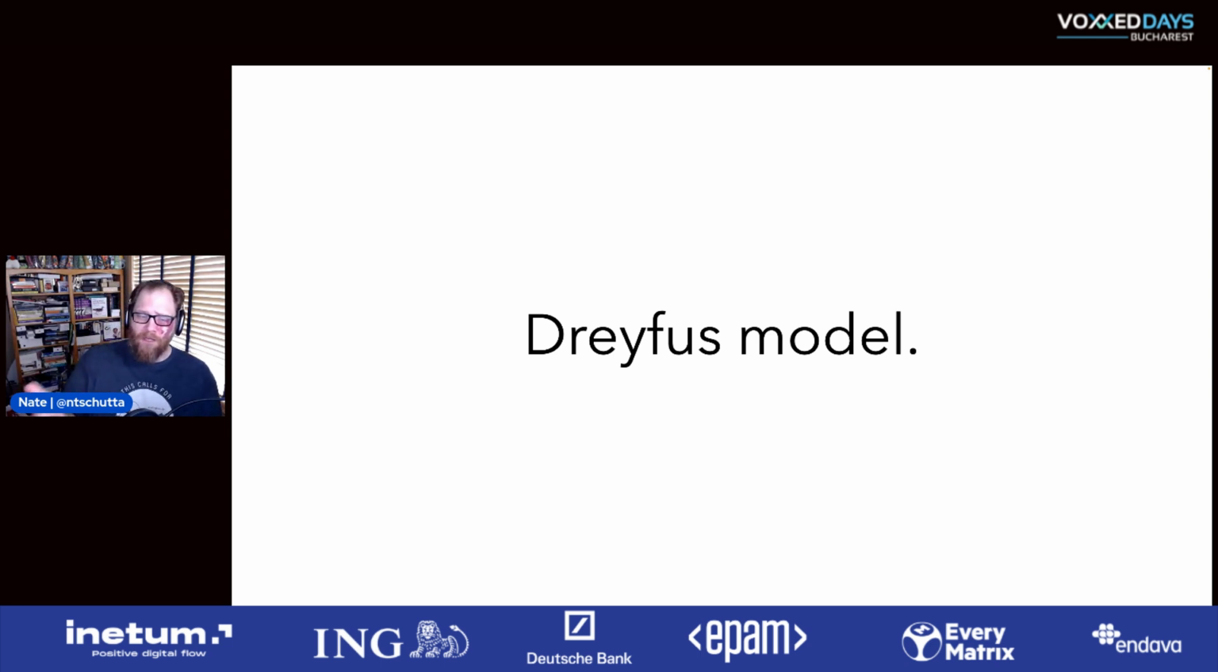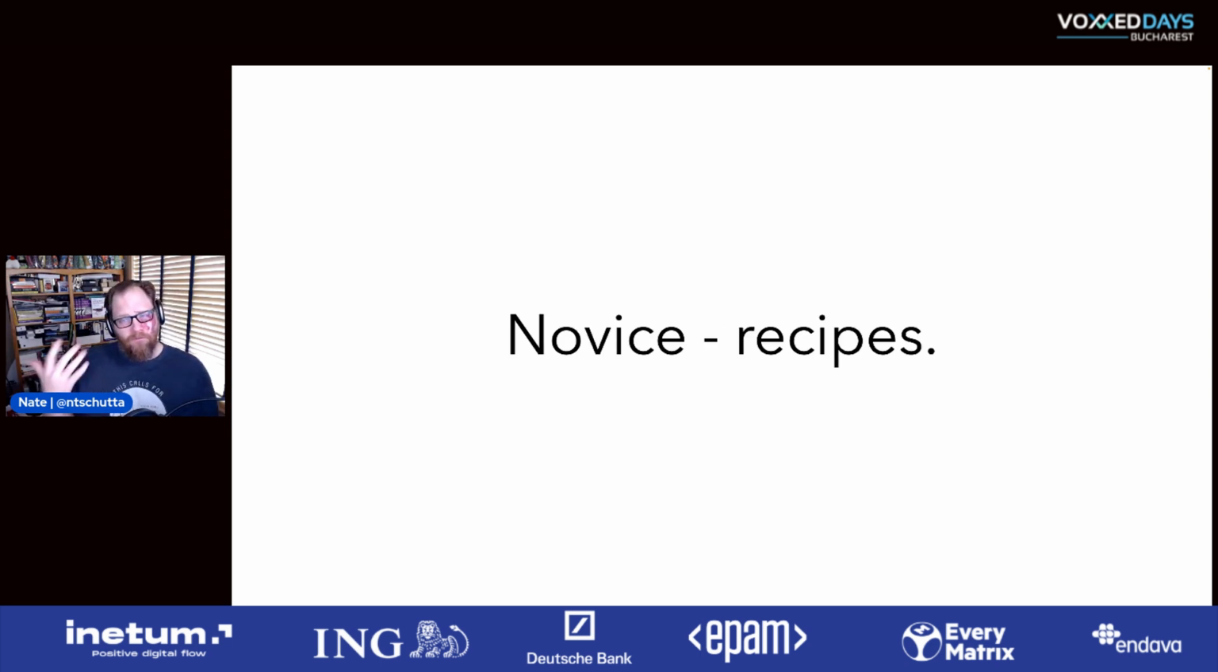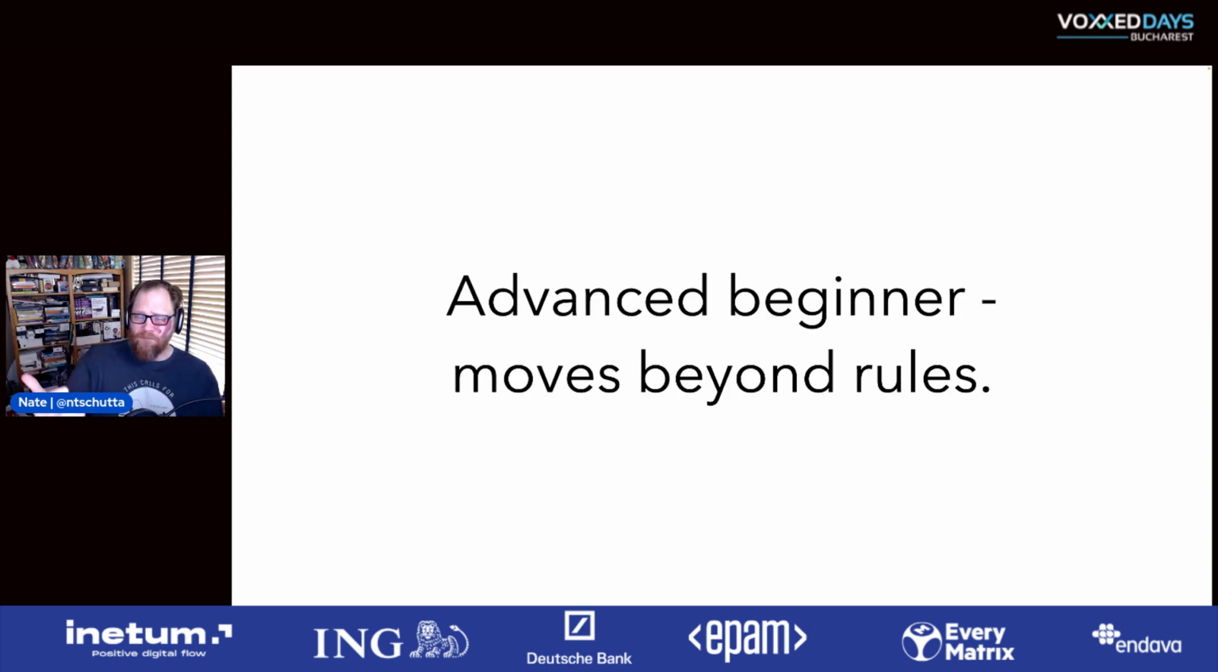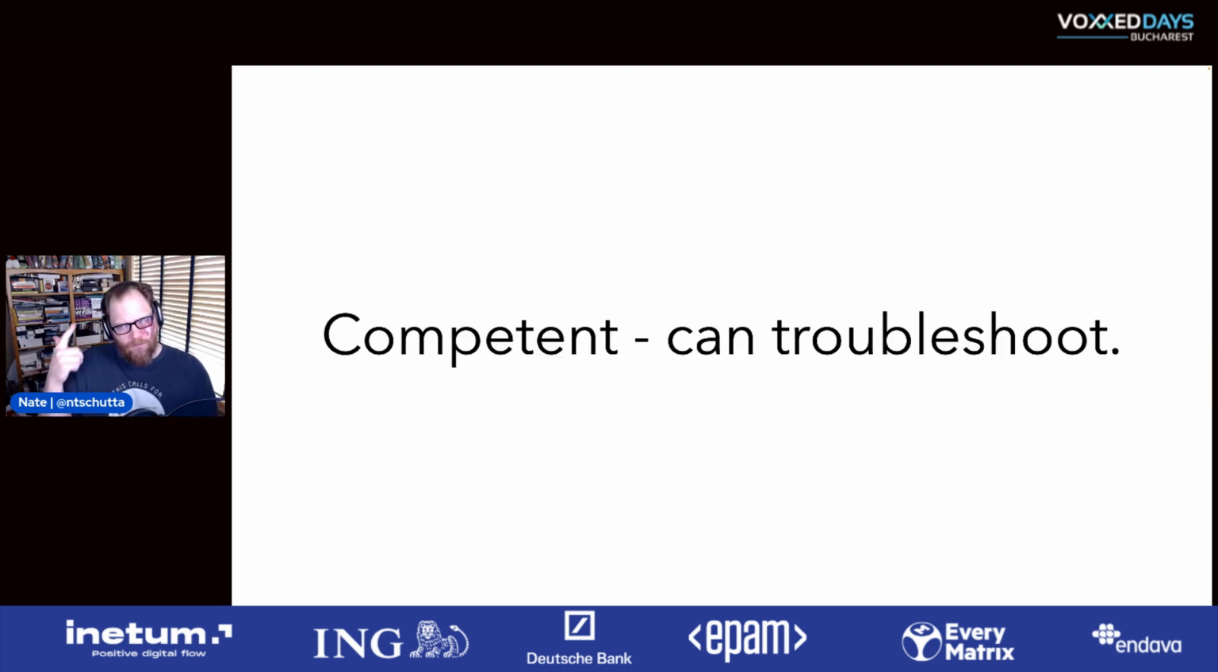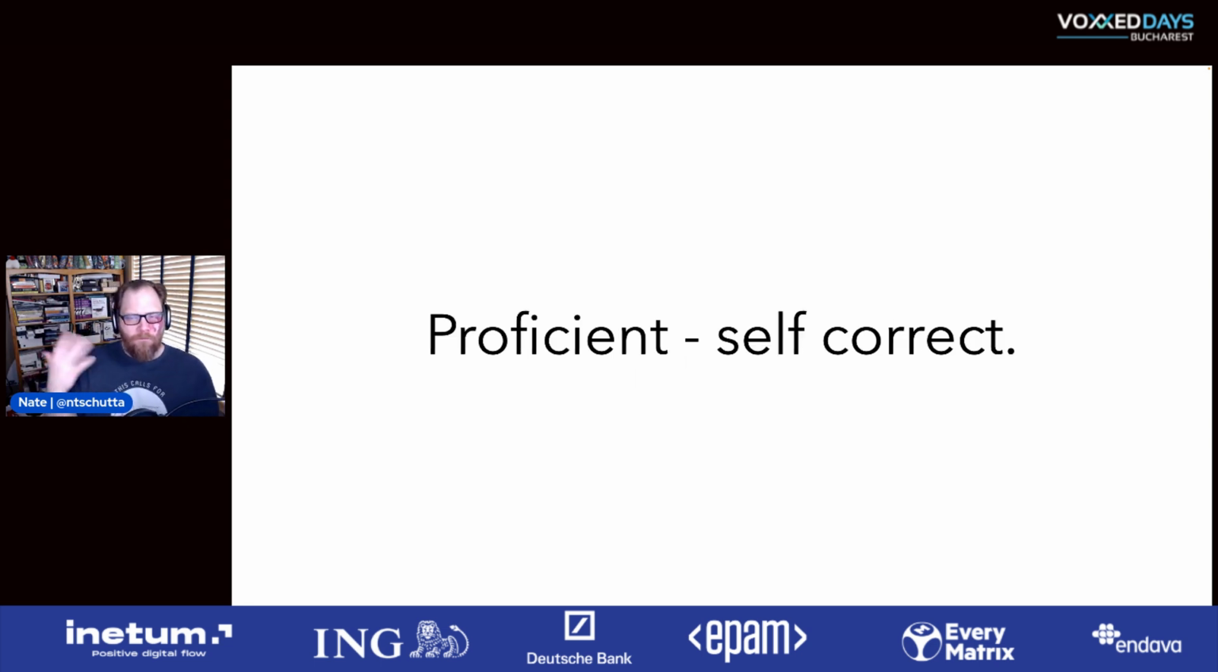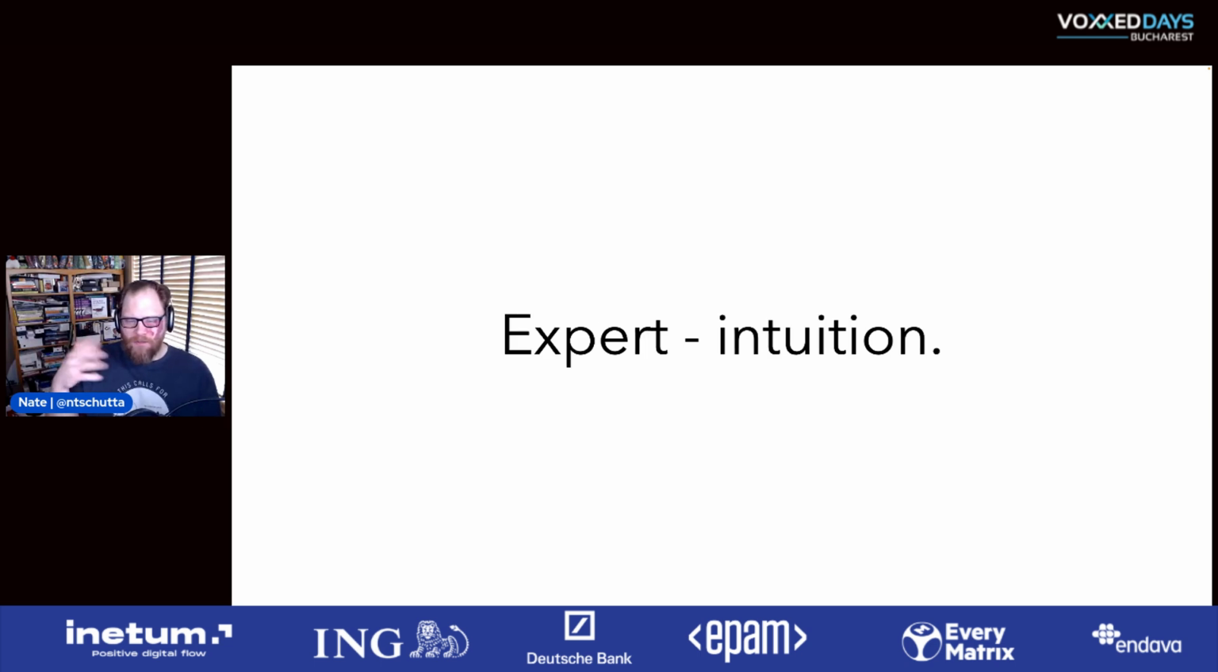The Dreyfus model would say we have 5 stages. At first, we're a novice. We need recipes. Do this, do this, do this. Advanced beginners, you start to move beyond the rules. Well, what if I mix a little more whole wheat into this recipe? Competent, you can troubleshoot. Okay, this didn't quite proof the way I thought. I must need to have a little longer or needs a little more heat. Proficient, you can self-correct. And then expert, it's just intuition.